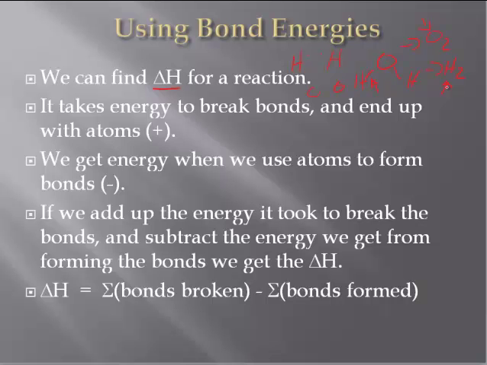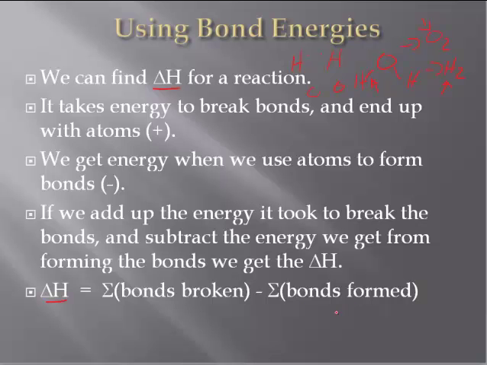And so when we add up the energy of each of those processes and then subtract them, we get the change in enthalpy for the reaction. And so here's a simple little formula. The sum of the bonds broken minus the sum of the bonds formed.